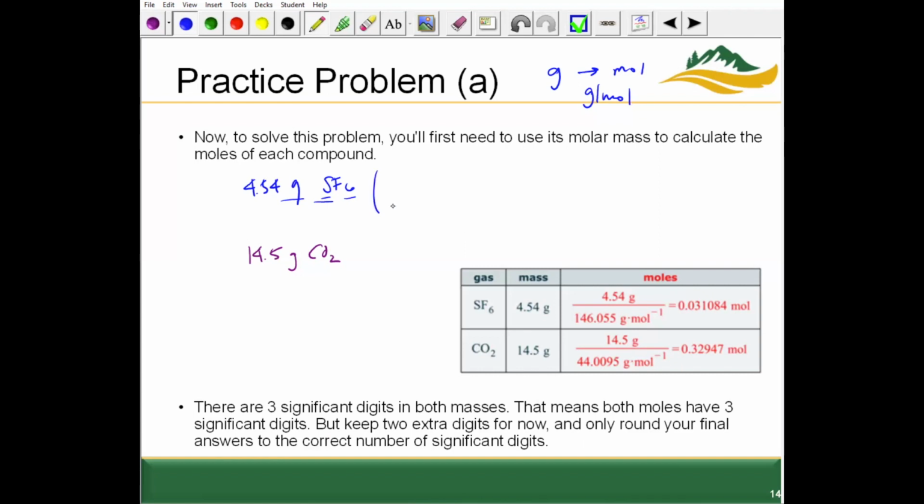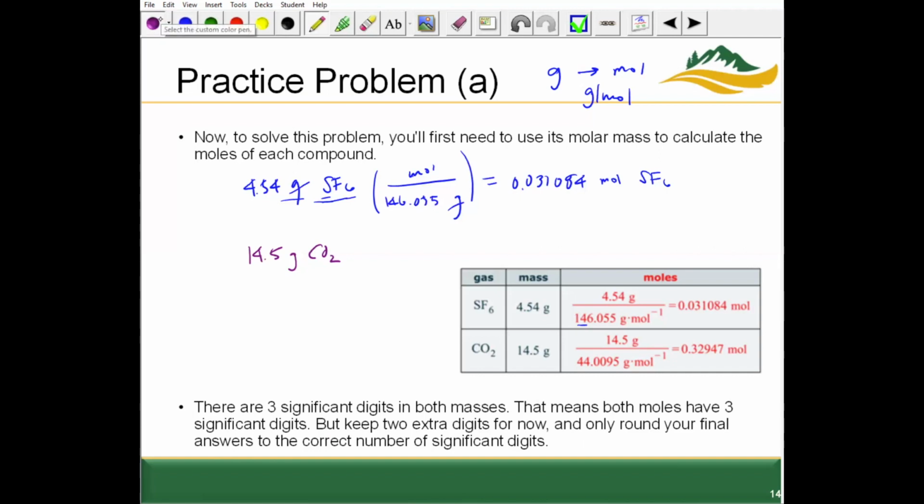That molar mass comes out to 146.055 grams per mole. To orient this correctly, we should put 146.055 grams per mole, so we cancel out grams and grams. Then we're left with just moles of sulfur hexafluoride. That mole amount comes out to 0.03084 moles of sulfur hexafluoride.